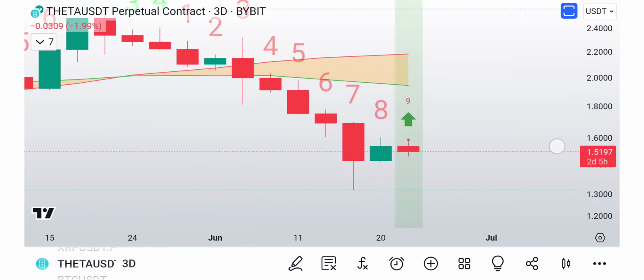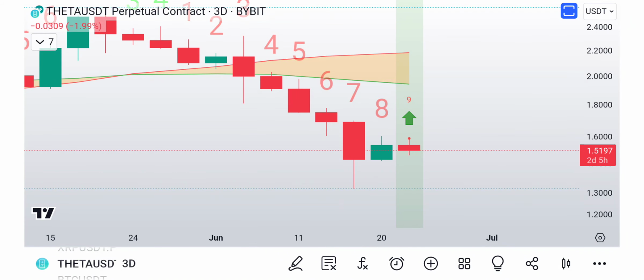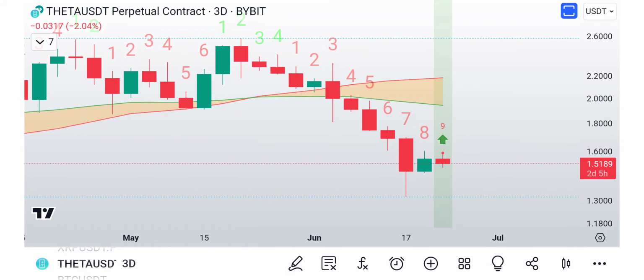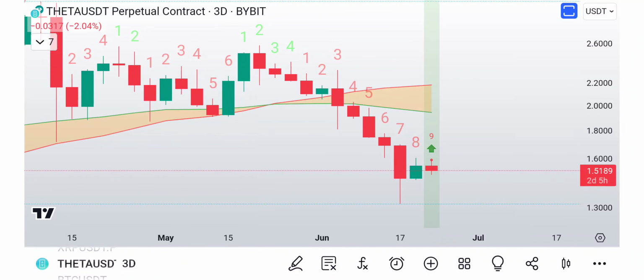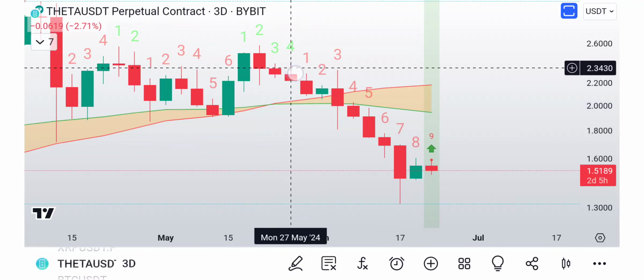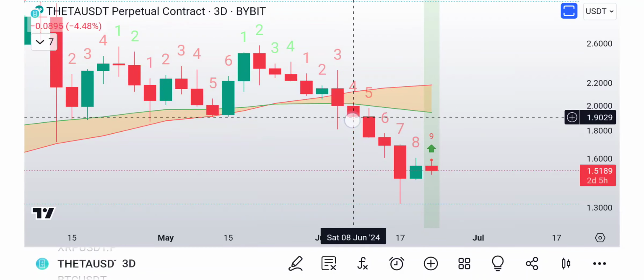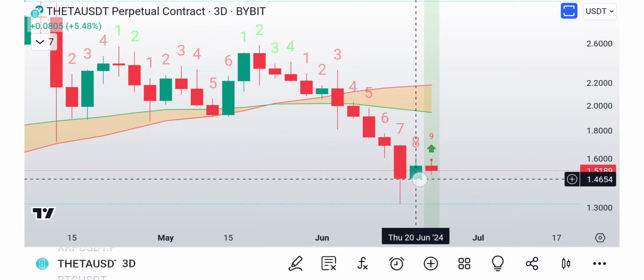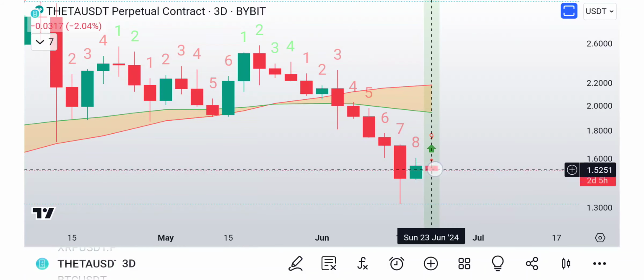3-day chart. We have a 9 buy on the 3-day chart. That doesn't mean it's going to reverse instantly. It's just telling you, hey, the price came down in an orderly fashion from all the way up here. Red candle after red candle. Nice orderly fashion. We landed here on a 7, an 8, and now we have a 9.